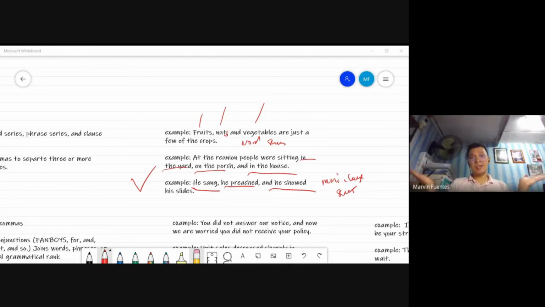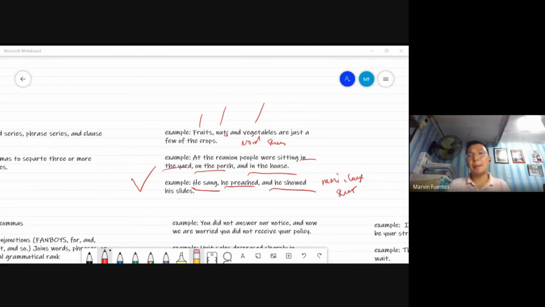Tapos, ganyan lang. She danced, no? She climbs, or she climbed. Tapos, that is a clause series. Magkaka-equal lang siya. Yun lang yun. Word series, phrase series, clause series. Kapag one word lang class, word series lang. Huwag na maglalagay ng clause series.